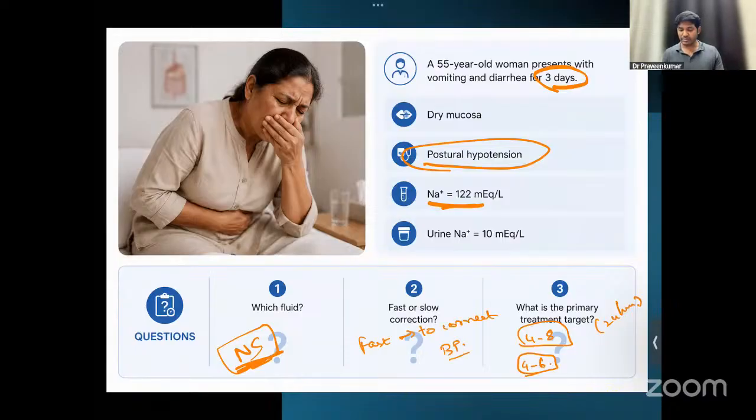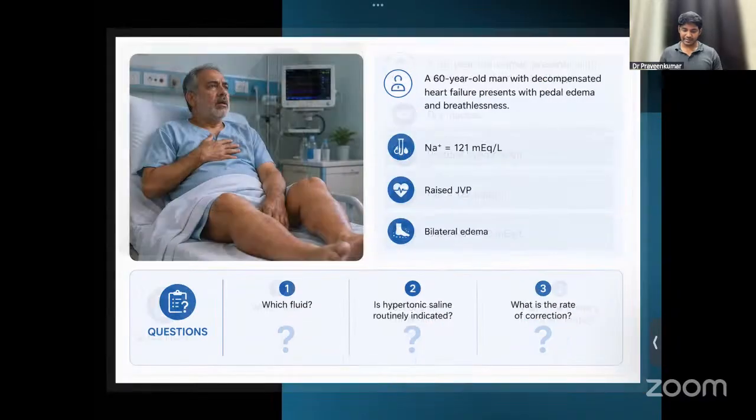Because my ABCD is always very important: airway, breathing, circulation. So first you have to correct BP, so you have to give NS. That's all. Okay, then we'll go to the next case.